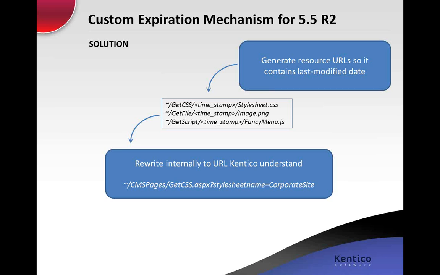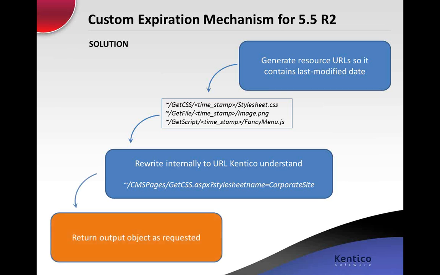So, for example, the get CSS URL you would rewrite to CMS pages / get CSS ASPX and include the style sheet name in the query string parameter, which is the way we are doing that out of the box. We are returning the style sheets by default, and then it's just the standard way to output the object.